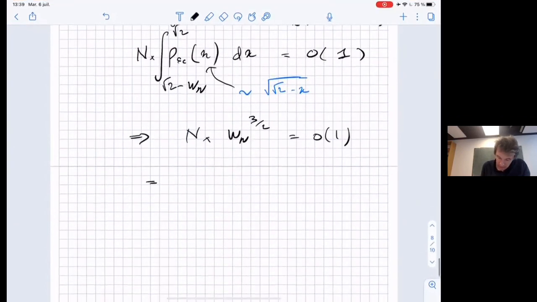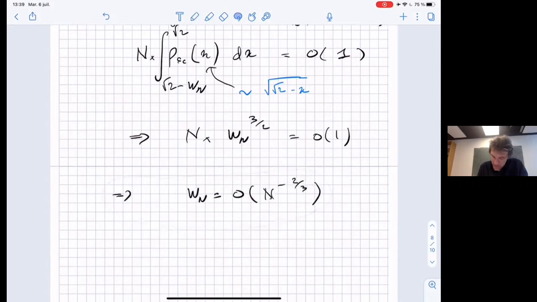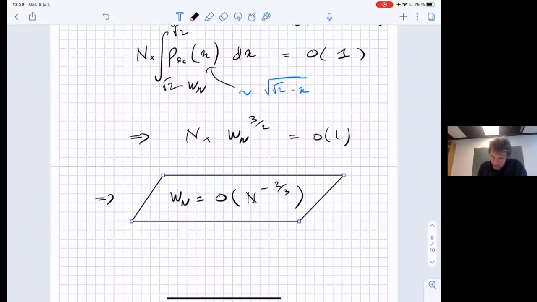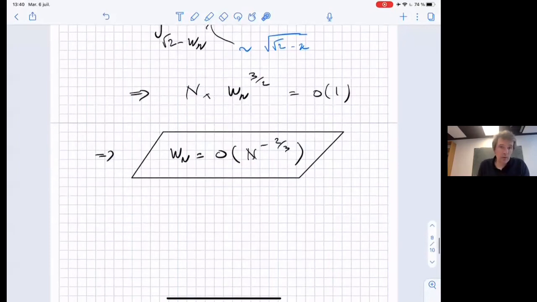And therefore that tells you that Wn is of the order n to the power minus 2/3. So that's the typical scale of the edge. That's the width of the edge. Again, this is a scaling argument, but this turns out to give the correct prediction. Now, another thing I want to say is that I tried to tell you that the square root singularity at the edge was universal, so this exponent is also quite universal. It's a non-trivial exponent, n to the power minus 2/3, and let's try to go beyond that.